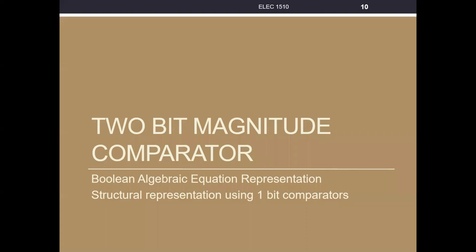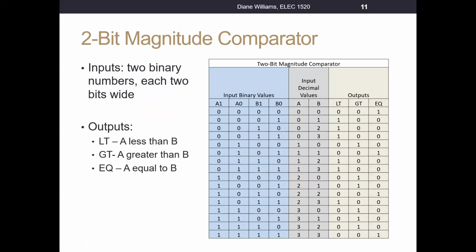Let's move on to the 2-bit magnitude comparator. In the 2-bit magnitude comparator, each of our inputs, A and B, is 2 bits wide, so we have a total of 4 inputs. 2 to the 4th is 16, so we have 16 unique binary combinations in our truth table. To help us out, I also added 2 columns to say what the decimal values of A and B are, for when we want to generate the outputs.